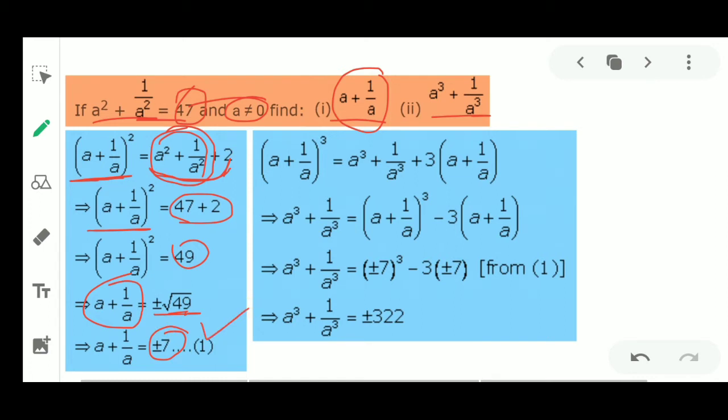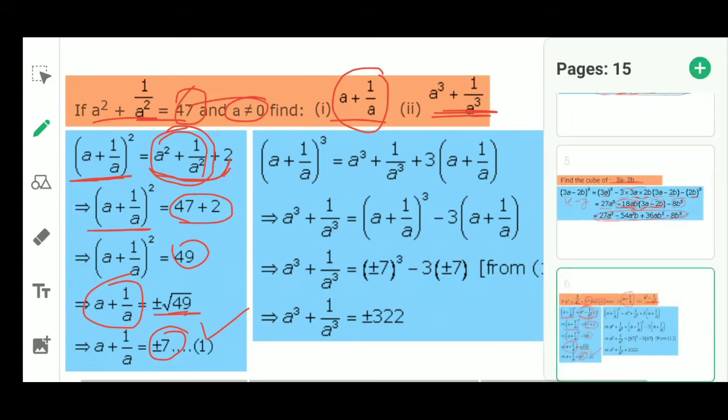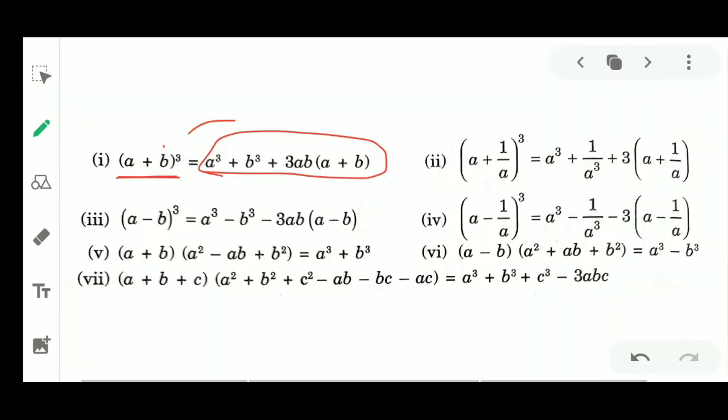Okay, now you have to find a³ + 1/a³. So how can you get a³ + 1/a³? If you look at this formula, (a + 1/a)³ = a³ + 1/a³ + 3(a + 1/a).